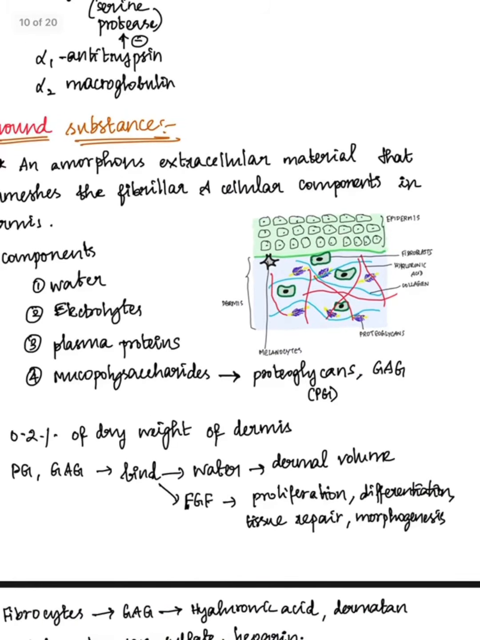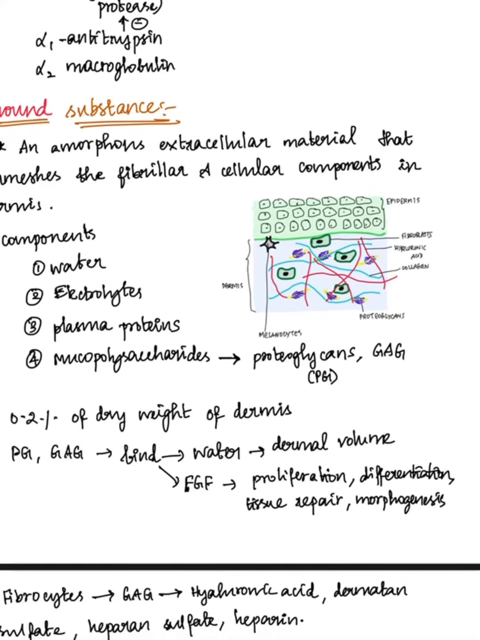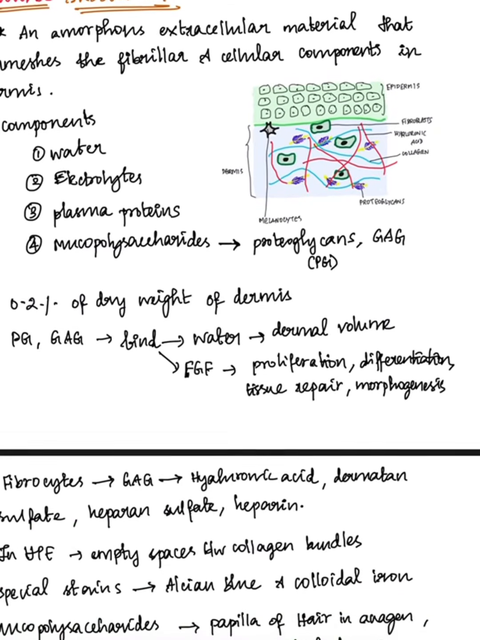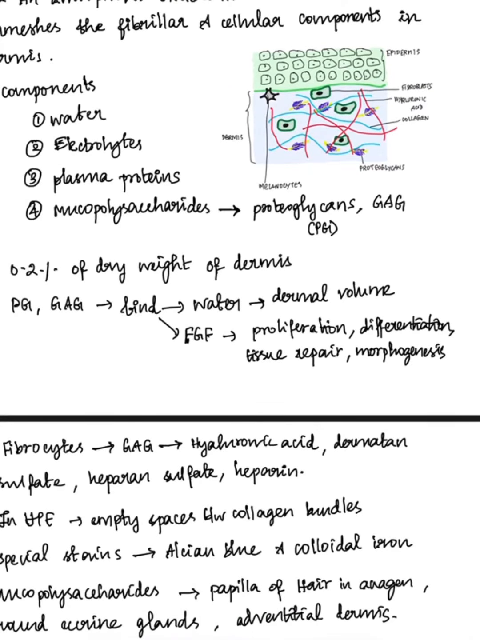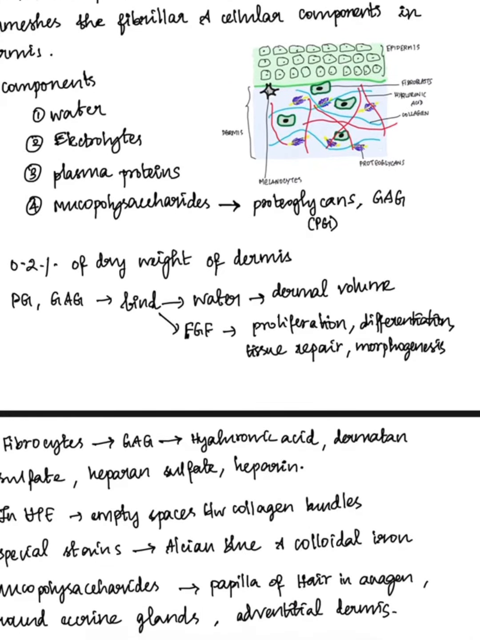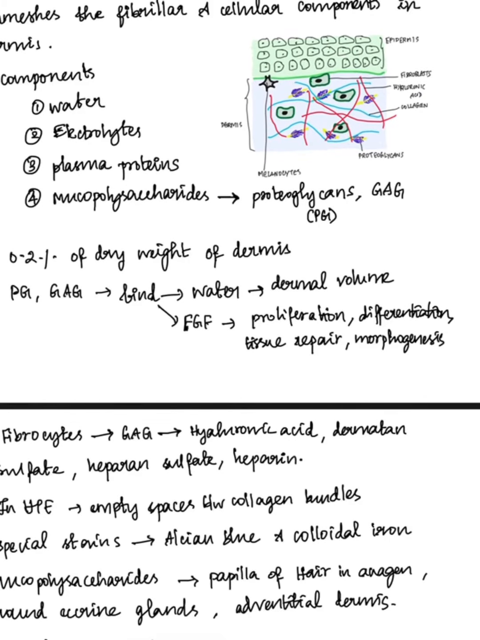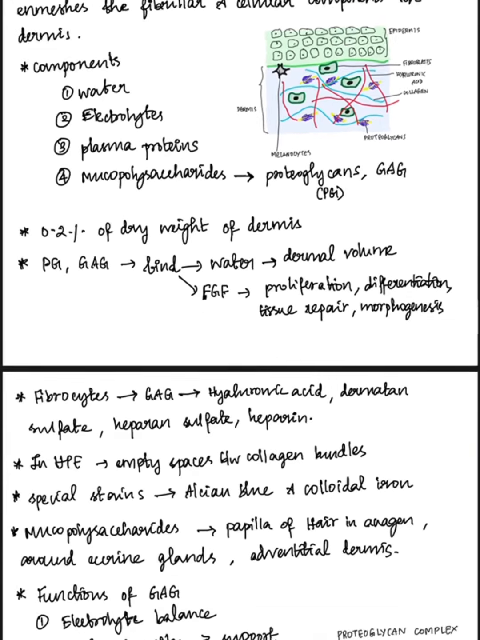As we know already, the ground substance comprises mainly the proteoglycans and glycoproteins and also the free cells of the dermis. Its components include water, electrolytes, plasma proteins and mucopolysaccharides. Mucopolysaccharide is nothing but a polysaccharide that is covalently linked to a polypeptide. It comprises only about 0.2% of the dry weight of dermis. These proteoglycans and glycoproteins bind to two things: water and fibroblast growth factor. By binding to water, they contribute to the dermal volume and compressibility. And by binding fibroblast growth factor, they contribute to proliferation, differentiation, tissue repair and morphogenesis.